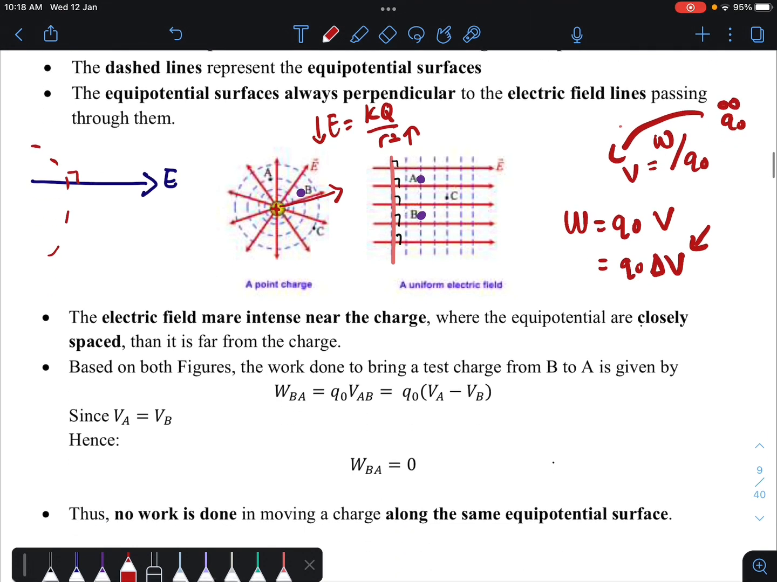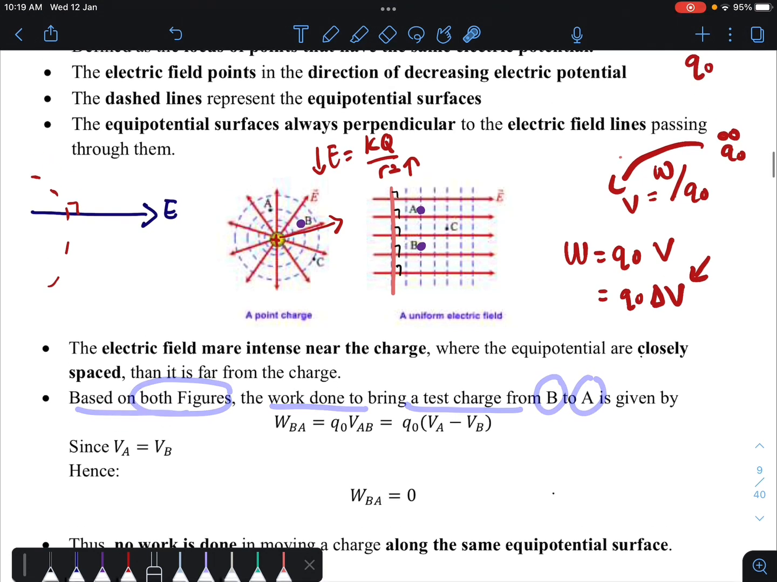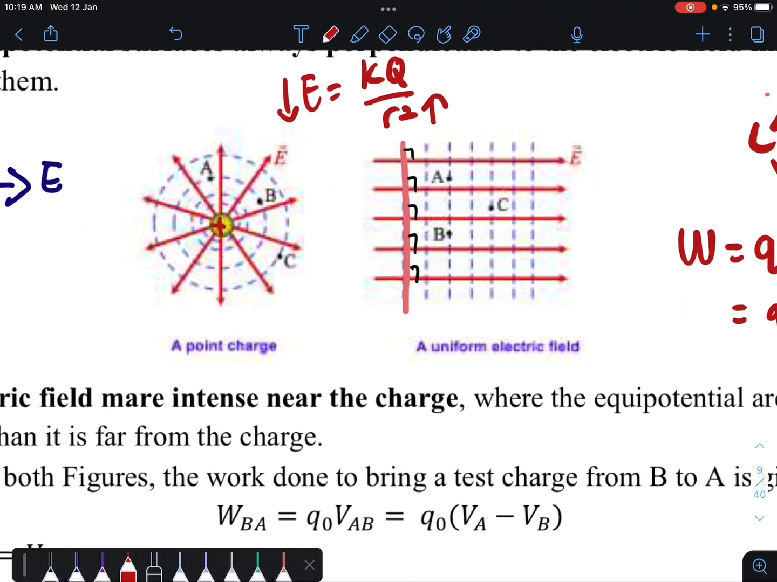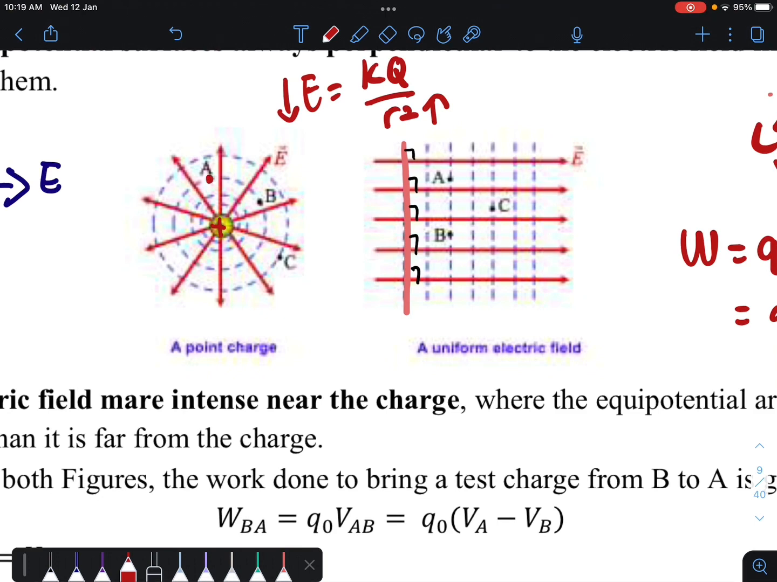So contoh dekat sini, based on both figures, the work done to bring a test charge from B to A. Okay, so kalau kita tengok dalam diagram kita ini, kita ada titik B dan juga titik A. Okay, kita fokus pada surface dulu. Okay, your A is here and your B is here.